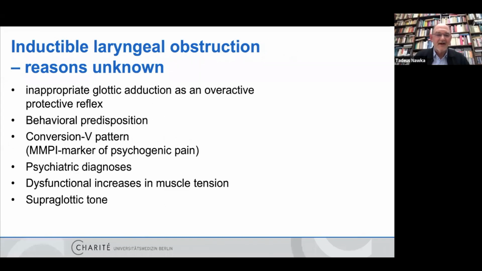And now we can ask, what are the reasons? So first of all, the reasons are unknown. There are some suspicions that there is an overactive protective reflex or that it's a behavioral predisposition. We also can think of some neurosis like conversions or psychiatric diagnosis, or we also can think of dysfunctional increases in muscle tension or an increased supraglottic tone.